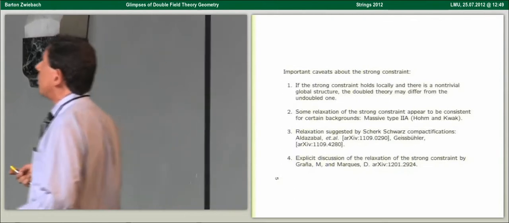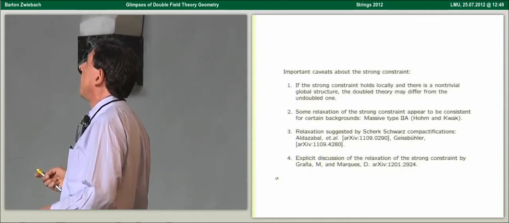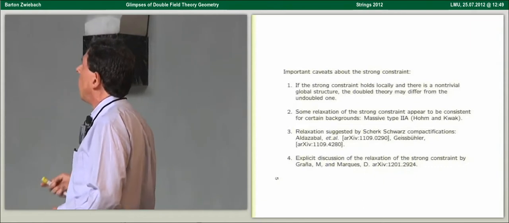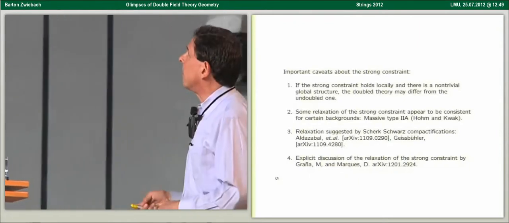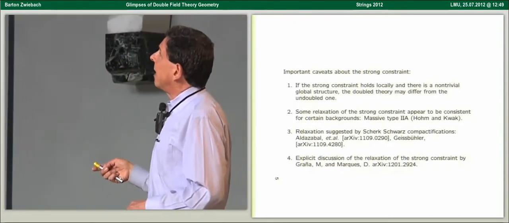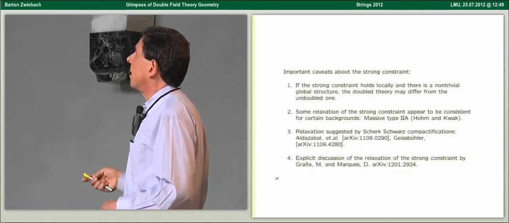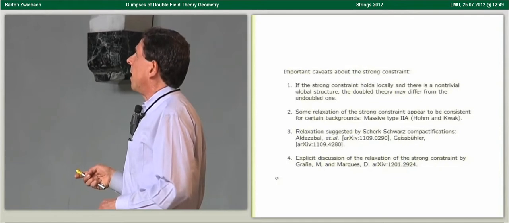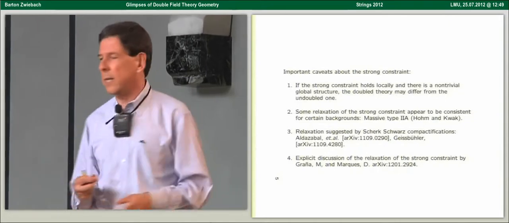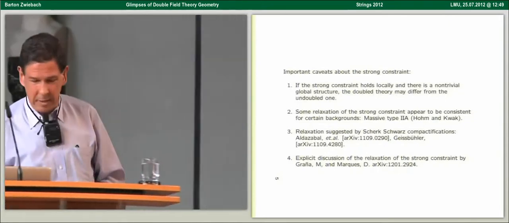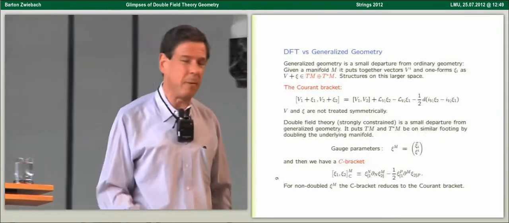Moreover, some relaxation of the strong constraint is consistent. In some backgrounds, like massive type IIA theory was produced by Hohm and Kwak by relaxing the strong constraint in a tiny, small way, but it was a relaxation. Further relaxations were shown to be possible by Aldazábal, Graña, Marqués and Rosabal in interesting works, and there's an explicit work of Grañá and Marqués discussing exactly how much of the strong constraint you truly need in some circumstances. It's an interesting subject, but we will not say more about this now.